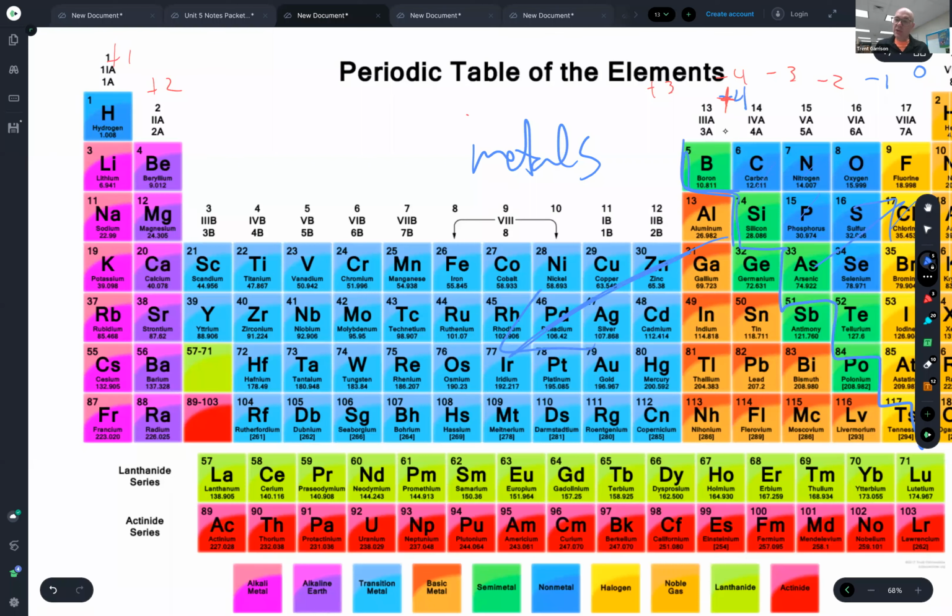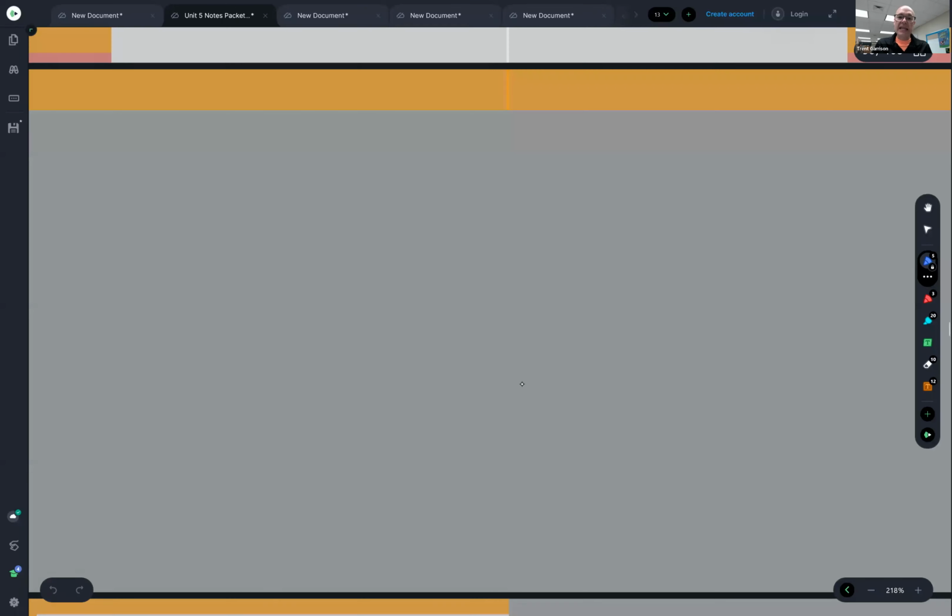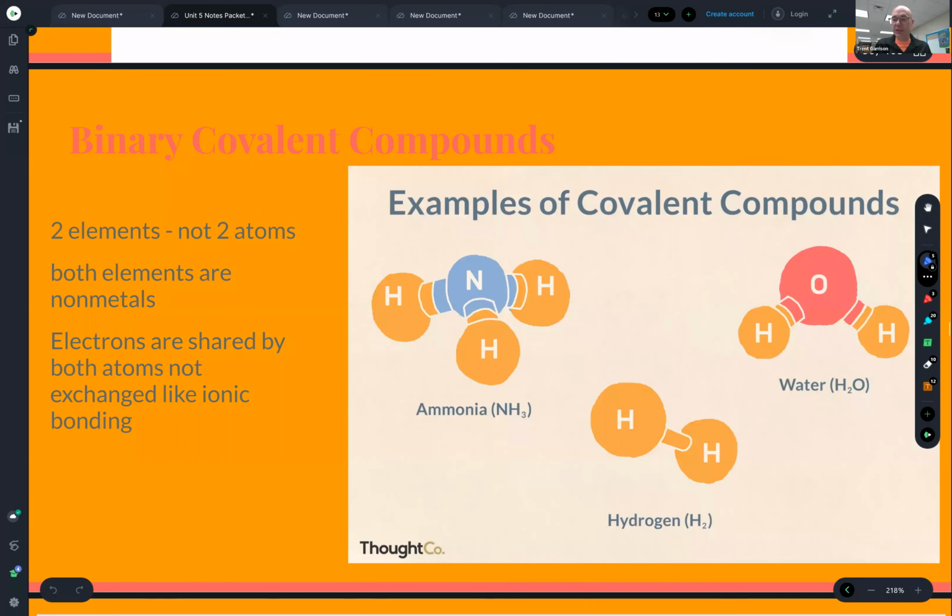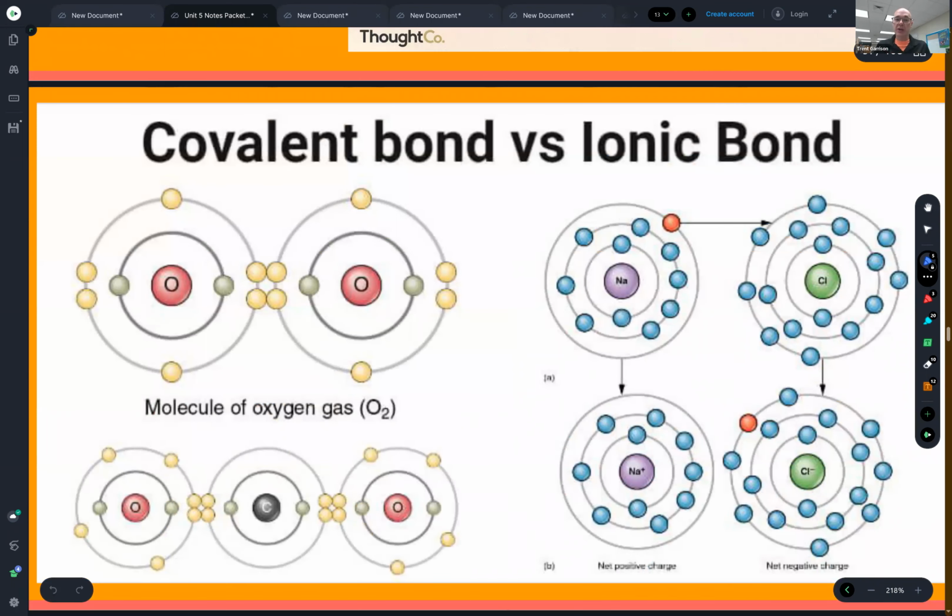Now, because these are all negatively charged particles, we had to come up with a different naming routine. And that's what we're going to have to deal with, the fact that they are no longer going to crisscross. They're no longer going to share or exchange charges. What in fact they're going to do is share their electrons. The electrons are going to be in both places at the same time.